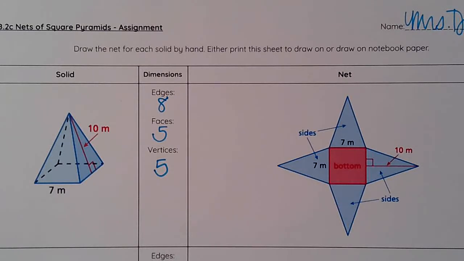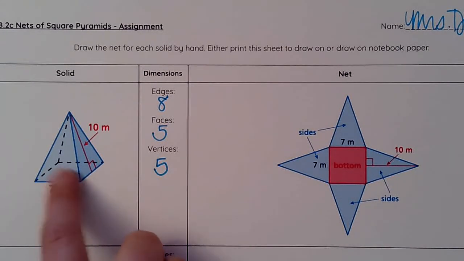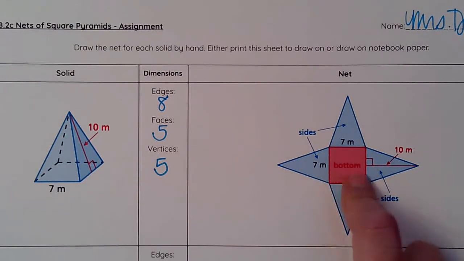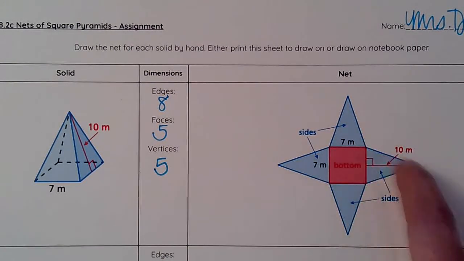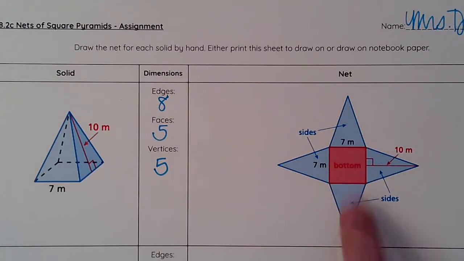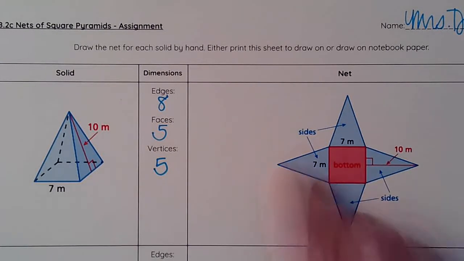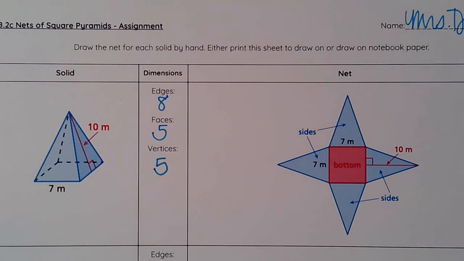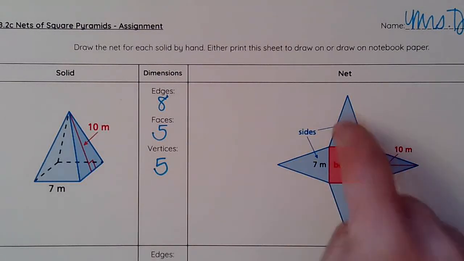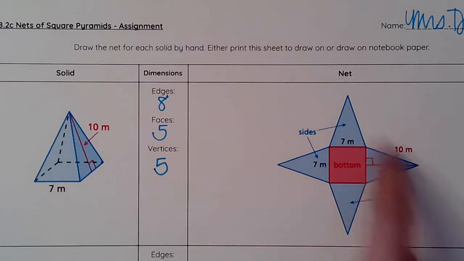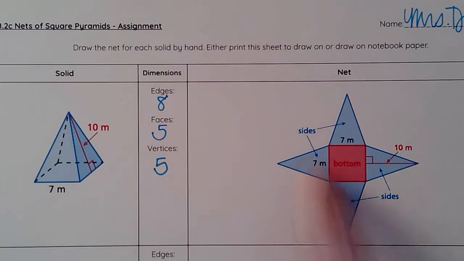Okay, so when I have a net of a pyramid, I always start with that base, and I draw that shape first. From there, coming off the base, I just draw my triangles, however many sides there are. So because there are 4 sides to a square, I have 4 triangles coming off of it. Now, sometimes the dimensions of my triangles will be slightly different, so they're not always the same, but you will have 4 triangles if you have a square base.